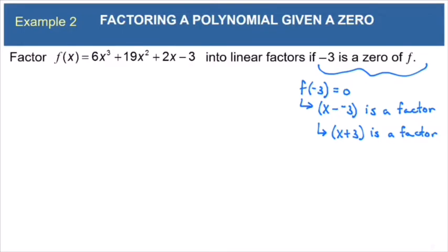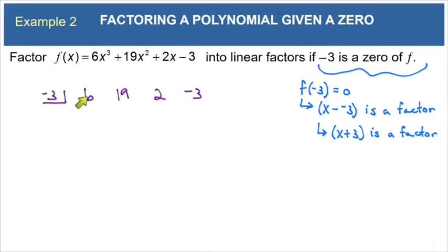Remember, if we know that, for example, 30 divided by 5 equals 6, then we can turn that around and say 6 times 5 is 30. So if we know that f of x divided by x plus 3 is some other polynomial, we can turn that around and say that other polynomial times x plus 3 equals this big polynomial. So let's go ahead and do our synthetic division.